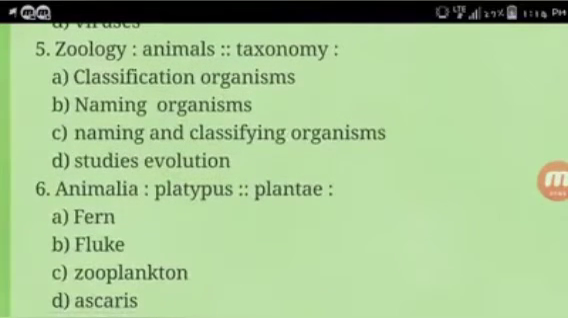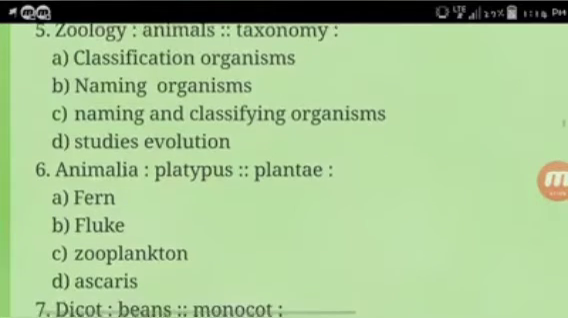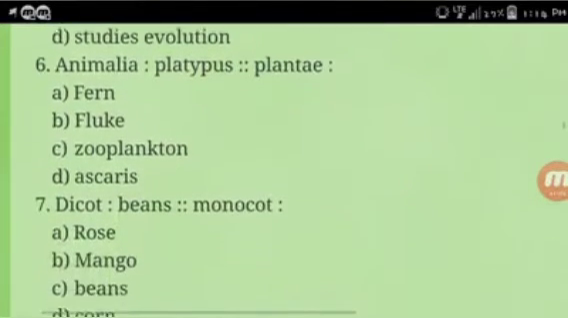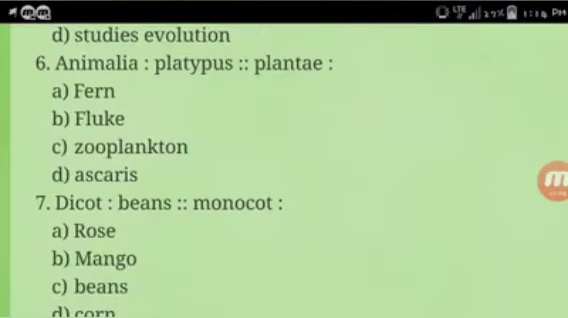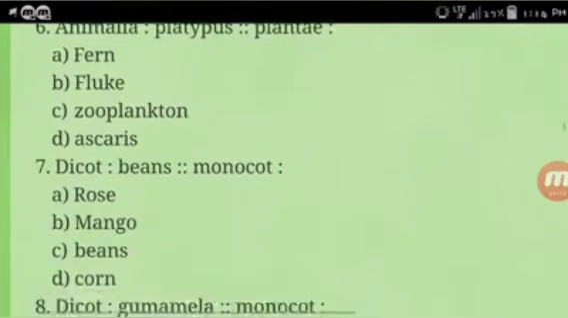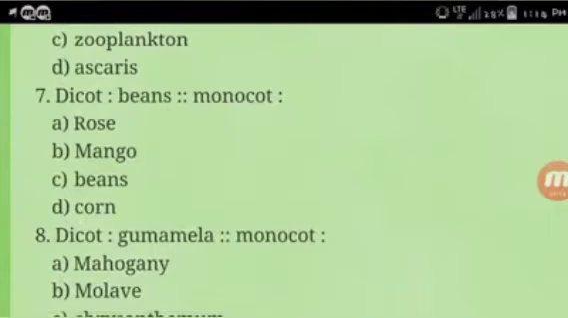Next, number 5, zoology, animals, and taxonomy, naming and classifying organisms, is letter C. The father of taxonomy is Aristotle. During his time, he classified organisms into two kingdoms: Plantae and Animalia. Next, number 6, Animalia, platypus; Plantae, fern. Letter A. Next, dicot, beans; monocot is corn. Dicot has two cotyledons and monocot has one cotyledon.